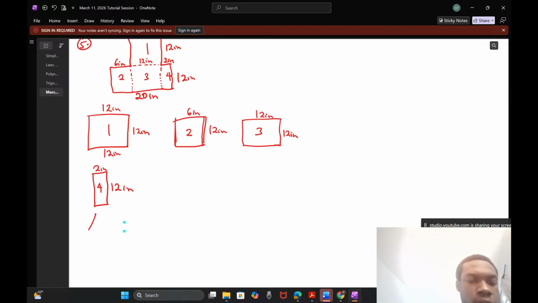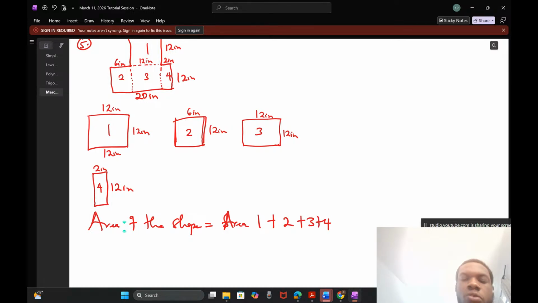So now the area of the shape is equal to area of 1 plus 2 plus 3 plus 4. Okay. So the first one we have is a square. So that will be equal to 12 squared, plus the second one we have is a rectangle because this side is longer than this side. So the length times width will be 12 times 6, plus the third shape is also a square. We have 12 inches for the side, the base length, and the height of it is 12 too. So that will be plus 12 squared.